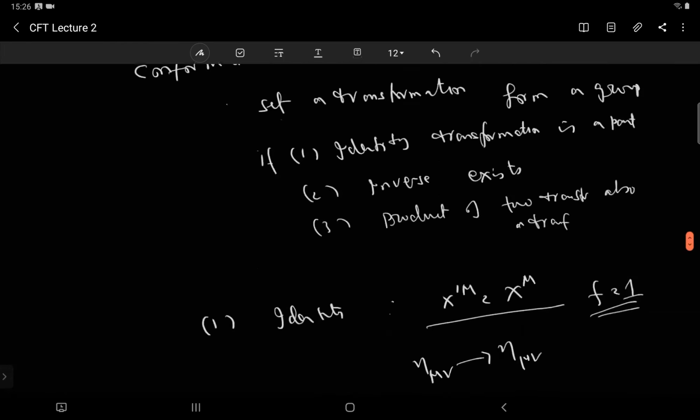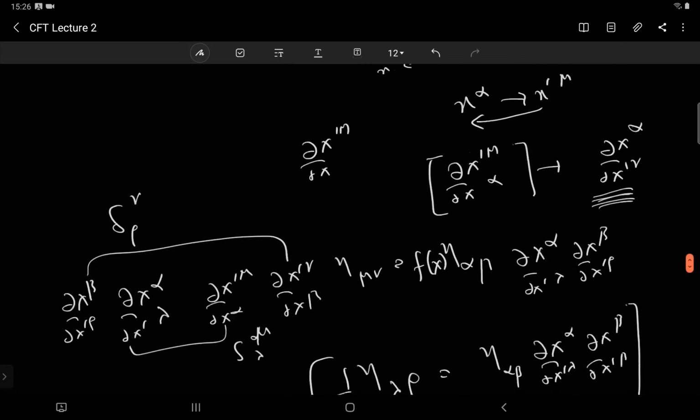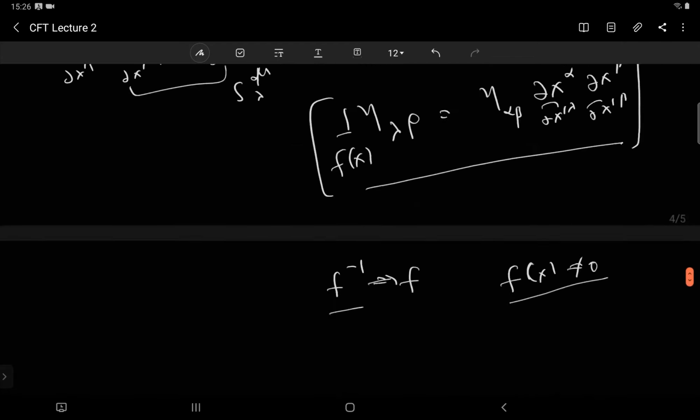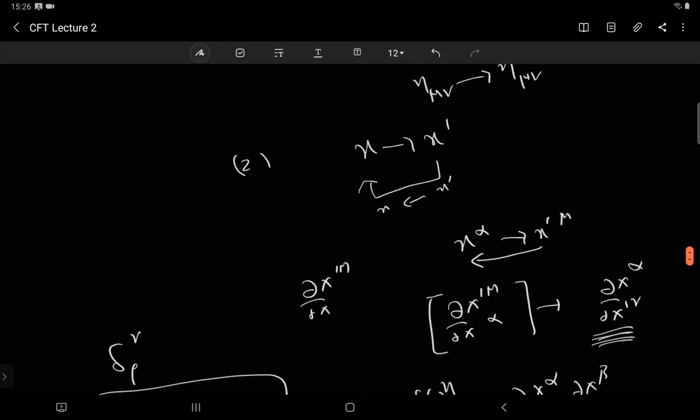The second thing is to prove that the inverse exists. So suppose x to x prime. What we have to show then is that if you do the inverse transformation from x prime to x, then that also is a conformal transformation, right? And how do you prove that?